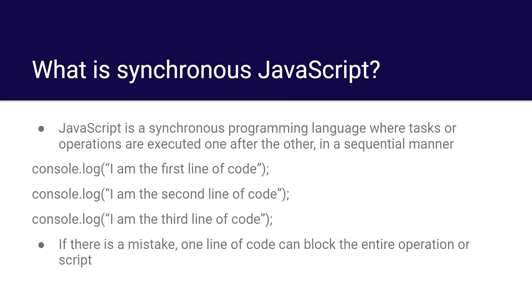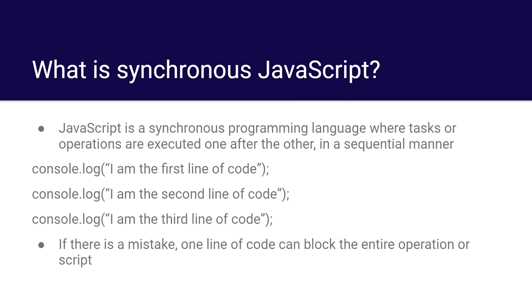One of the downfalls or disadvantages of synchronous code is that if there is a mistake somewhere, one line of code can block the rest of the operation from running. We saw that whenever we had a typo, for example, if I was trying to access a variable that didn't work, the whole script file essentially would just stop working, okay?